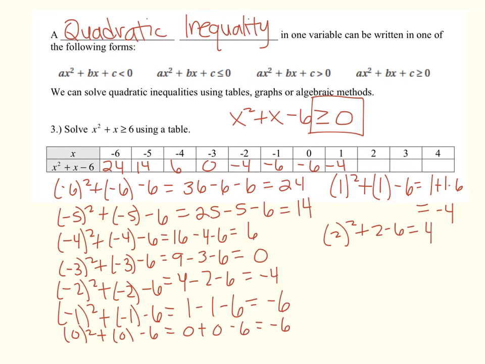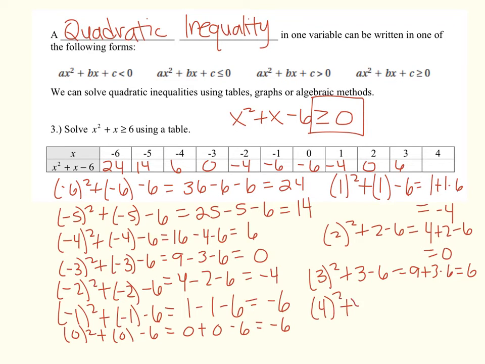Plug in 2. We get 0. So there's our other x-intercept. And we already start to see the symmetry in the table. And 14.